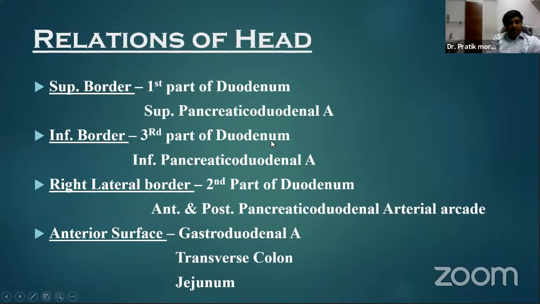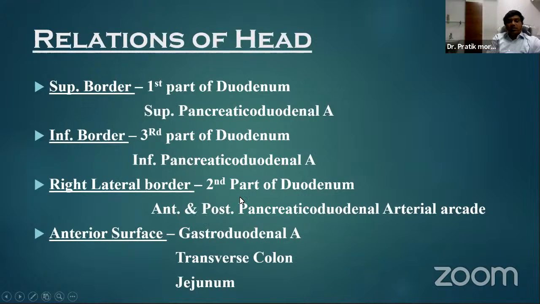Simple. Then it is related to the superior pancreatico-duodenal artery. Which artery? Superior pancreatico-duodenal artery. Superior obviously, because it will supply the superior part of the pancreas and duodenum, so it supplies both the pancreas and duodenum. The inferior border is related to the third part of the duodenum and to the inferior pancreatico-duodenal artery.